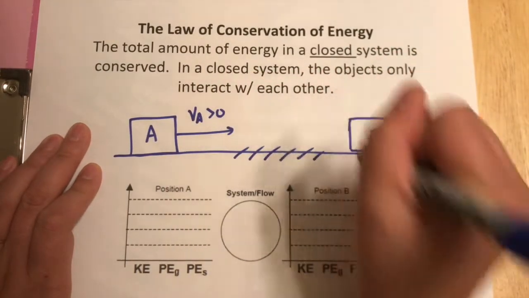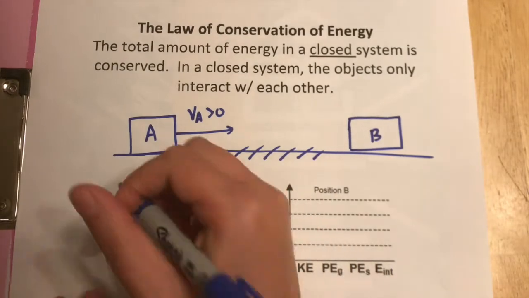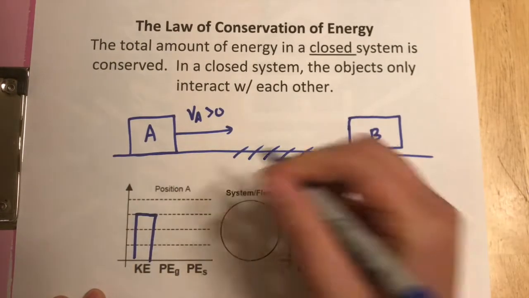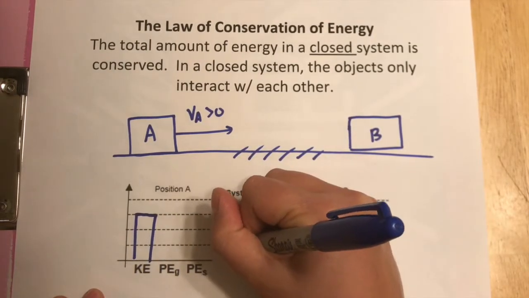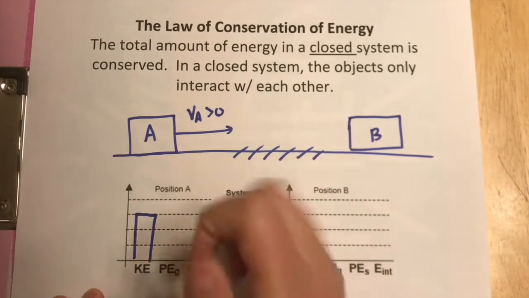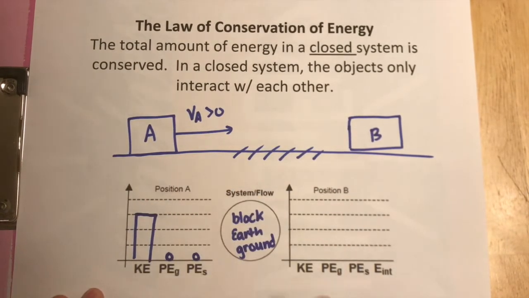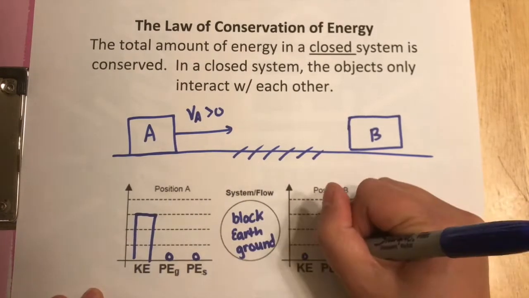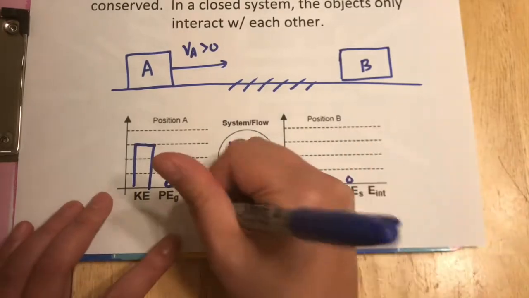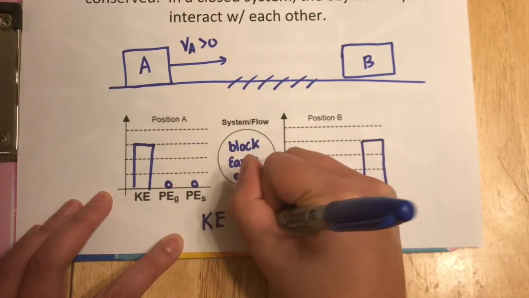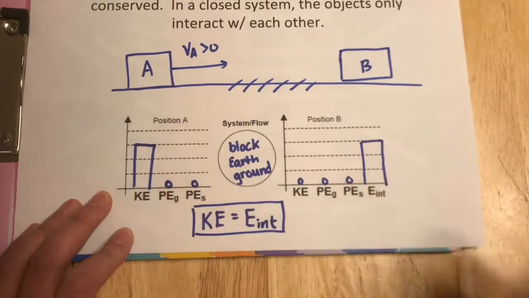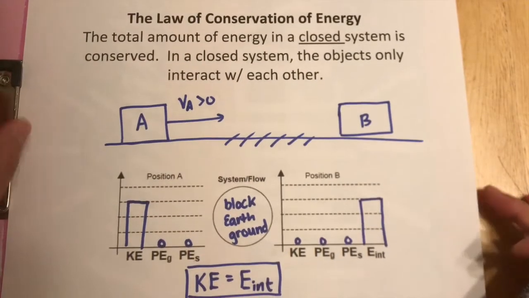So let's say I take a block that's moving at point A that hits a rough surface and is stationary at B. It has kinetic energy to start, but it's not above the ground and it's not touching a spring. I'm going to call this the block Earth ground system because A is going to interact with the ground. And at B, there's no kinetic, not above the ground, not touching a spring. So where did this energy go? Guys, that kinetic energy turned into heat. E_int is thermal energy. The kinetic energy turned into heat, the internal energy of those particles vibrating around.